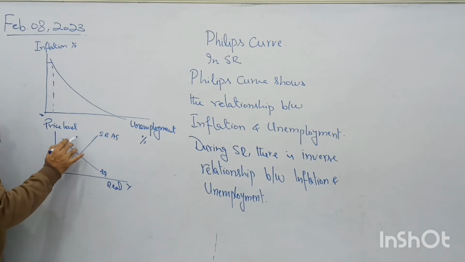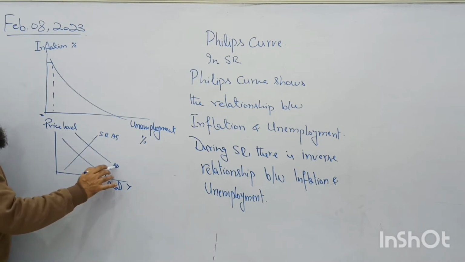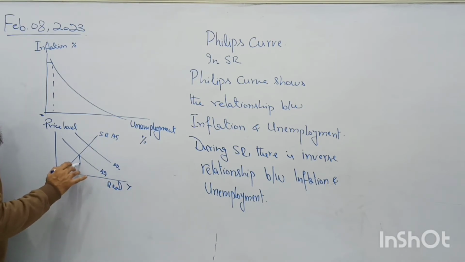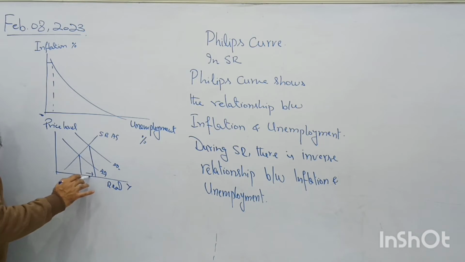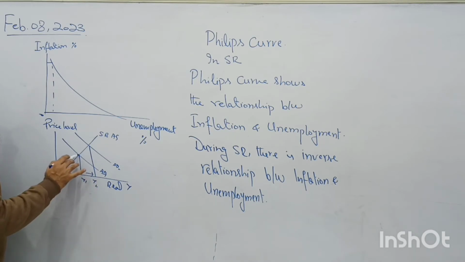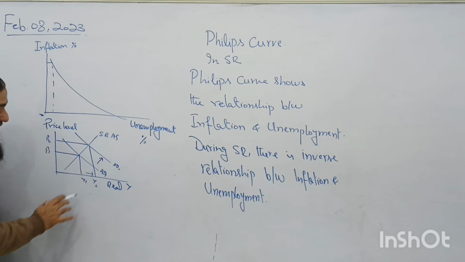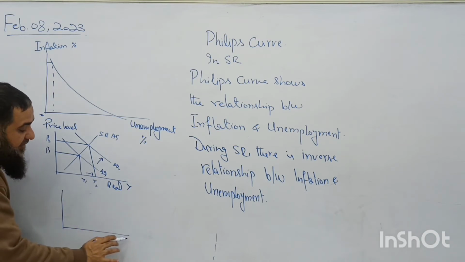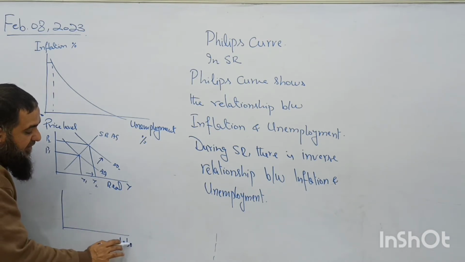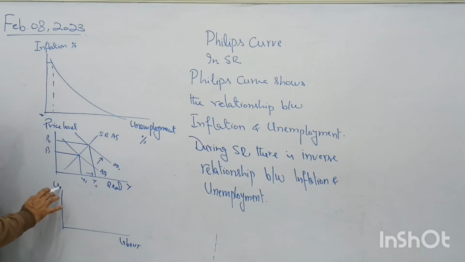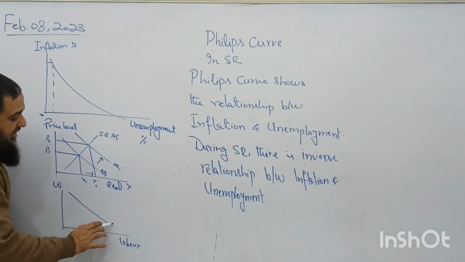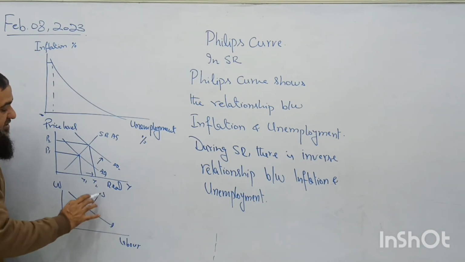So when government spending has increased, aggregate demand will increase. So what is happening in the product market? Output is increasing, real GDP is increasing, but the prices are also going to increase. Clear? Now this increase in aggregate demand will have an effect on the labor market. Here I am taking labor and here I am taking wages. This is the labor demand, this is the labor supply.